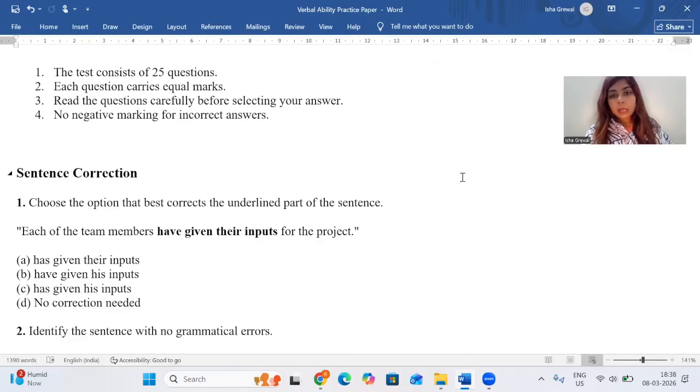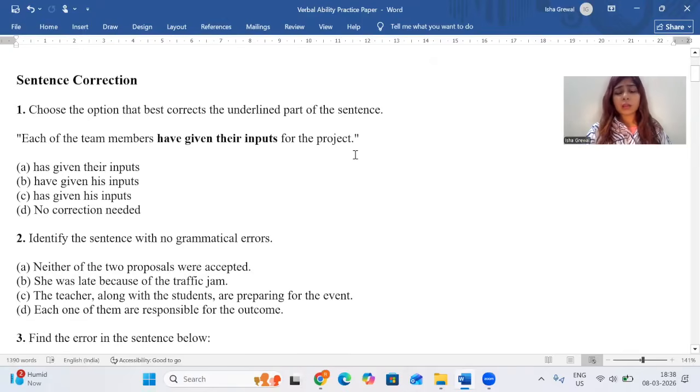Each question carries equal marks. Every question has 1 mark each, right? And there is no negative marking. The best part is that in competitive exams like GRE, GMAT and others, we do have negative marking in the verbal ability section. But in recruitment tests, there is no negative marking. That is one plus point, and I always tell my students to attempt all the questions. We need not leave any question, so there is no negative marking. So let's get started without any further ado.